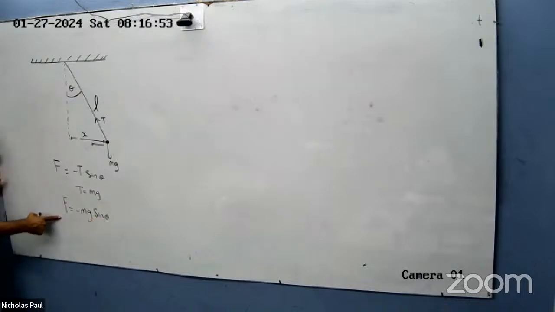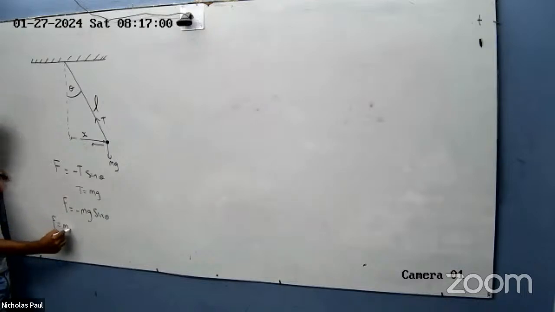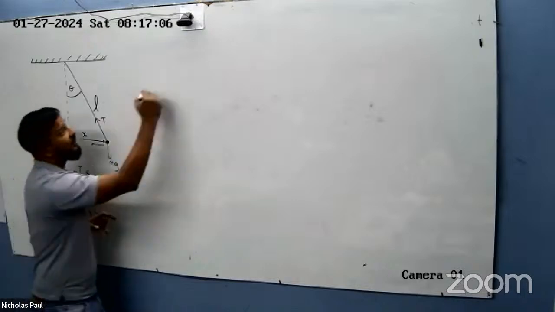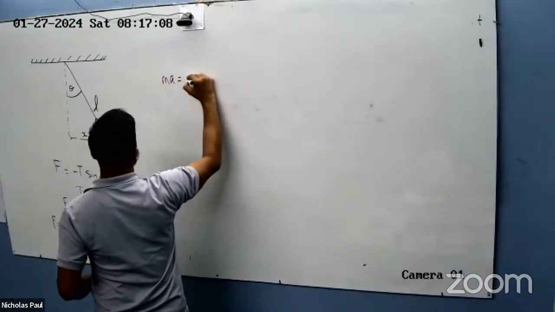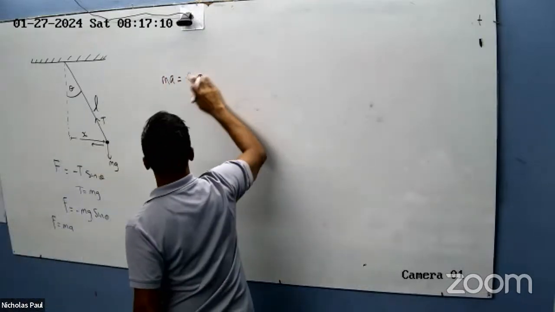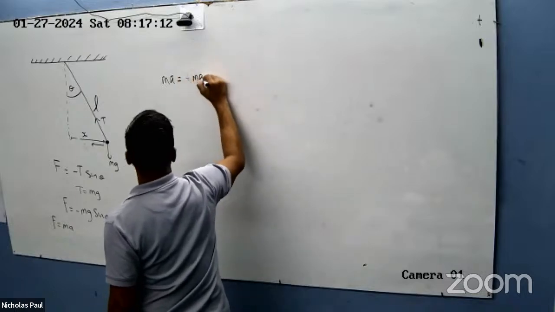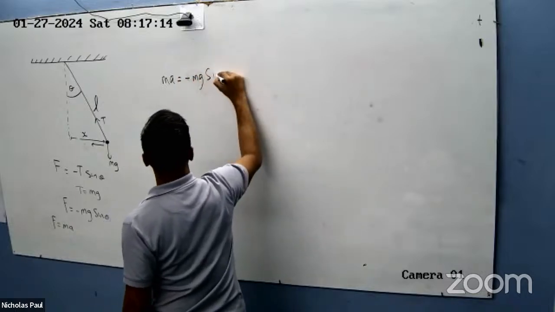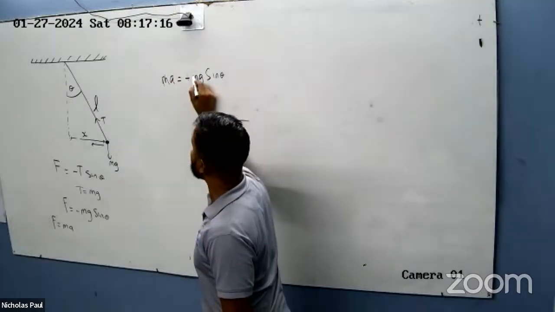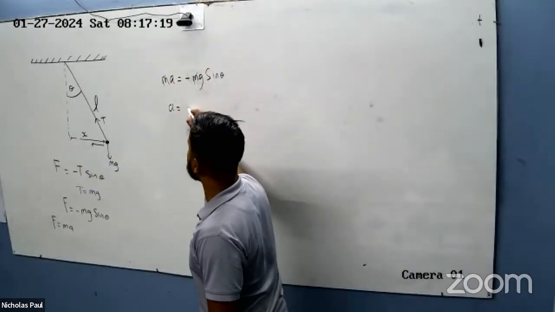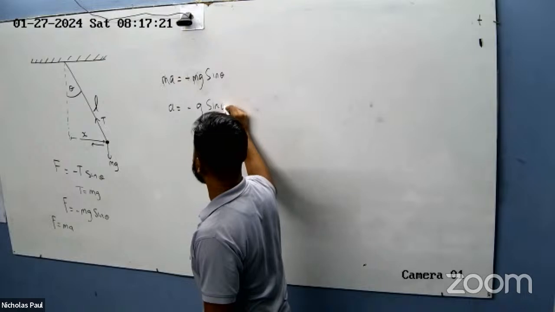This here is the restoring force, right? And we know the restoring or resultant F is equal to ma. Correct? F equal to ma. So it means that ma is equal to minus mg sine theta. The m's will cancel and you'll get a is equal to minus g sine theta.